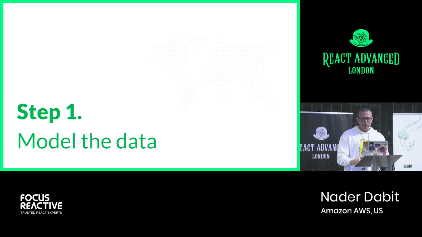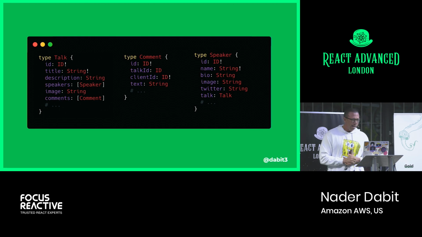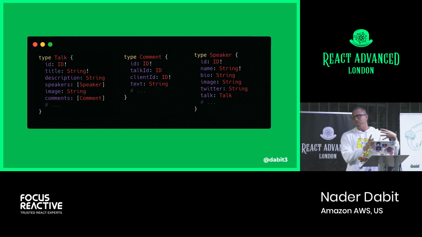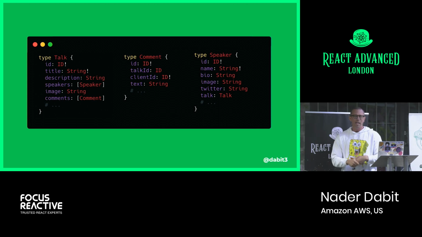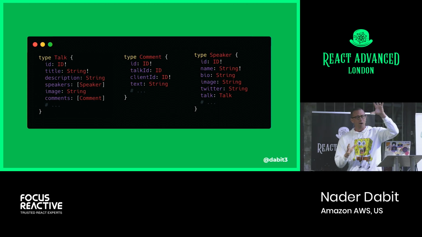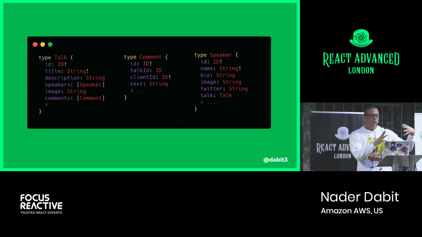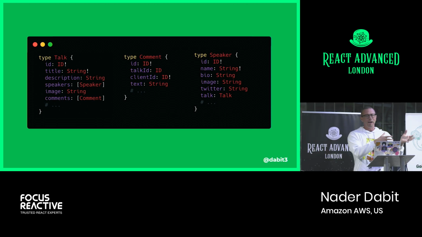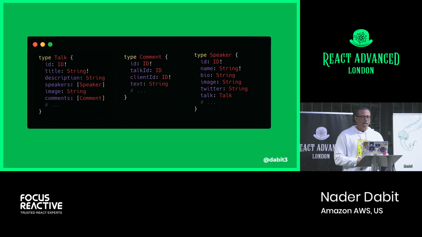So the first step for me was to model the data. For me, that meant taking that speaker type out and separating it, because a few of the talks actually had multiple speakers, and for us to have that data hard-coded into the talk didn't make sense anymore. So instead, we had a talk that had multiple speakers and multiple comments. That way we have these three types now. So we now have a talk type, a comment type, and a speaker type.